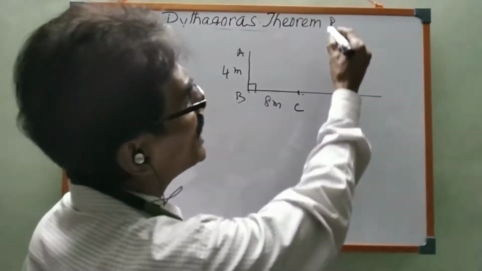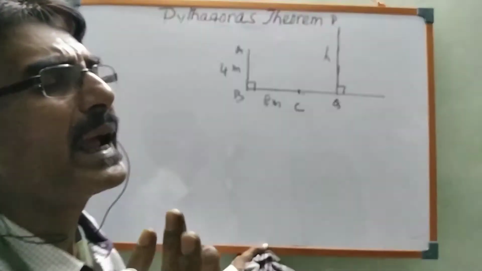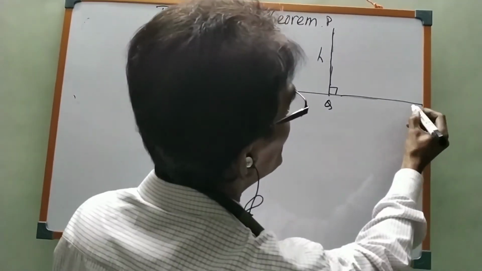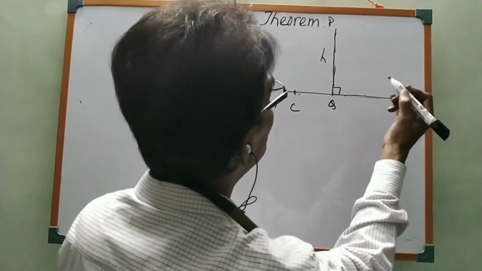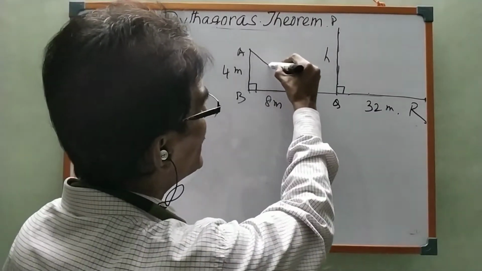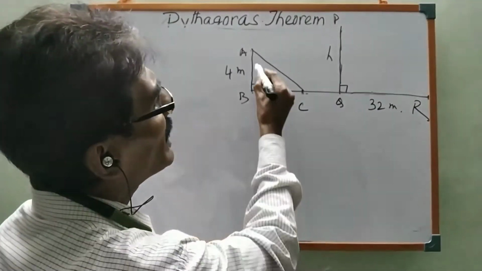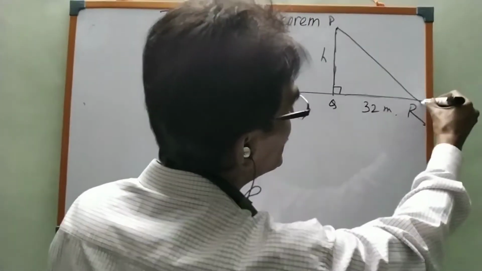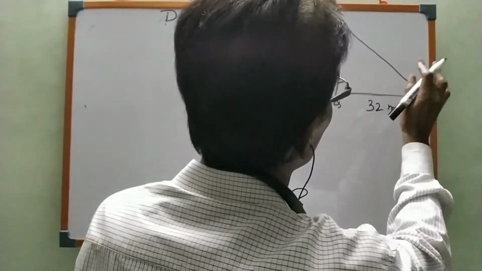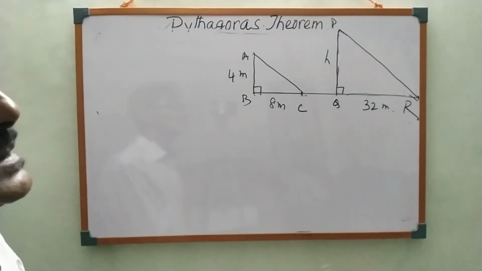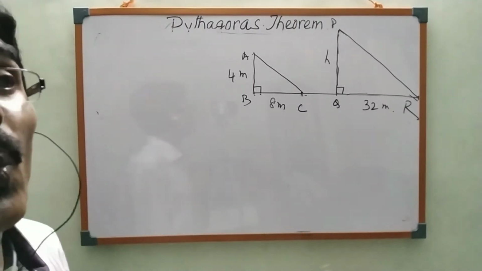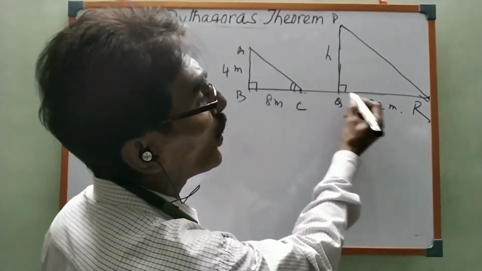At the same time, for the tower, say the height is not given, I am taking H. But the length of the shadow made by the tower at the same time, say QR, is given as 32 meter. Now, if I join the end point of the shadow and the top of the pole, then I am getting a right angle triangle. Here also I am getting a right angle triangle. Both right angle triangles we are getting at the same time, so the sun's altitude is the same, so these two angles are also equal.